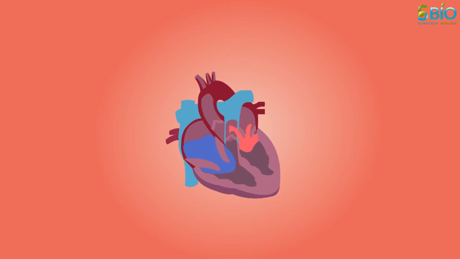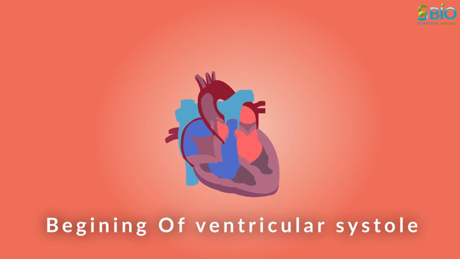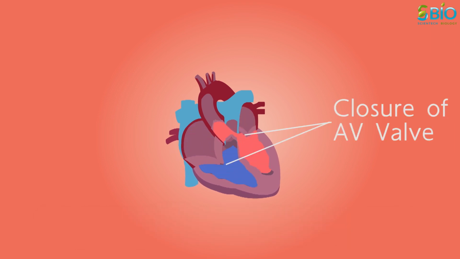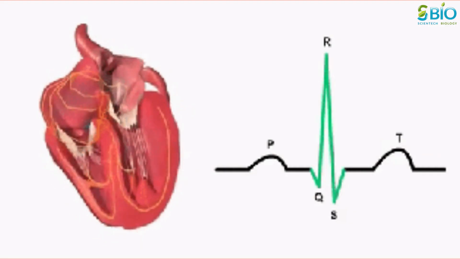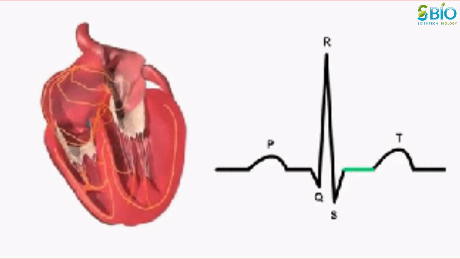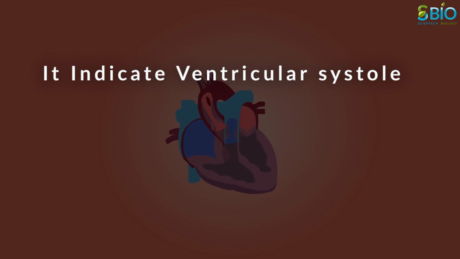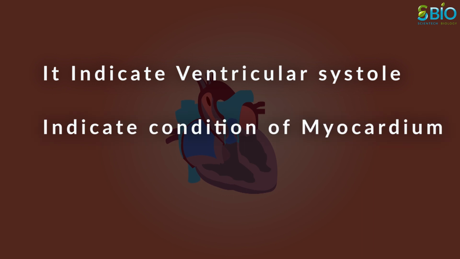Heart sounds can be described by their intensity, pitch, location, quality and timing in the cardiac cycle. The first heart sound is long, soft, low-pitched and often described as a lub. It occurs at the beginning of the ventricular systole. The first heart sound is generated due to closure of the atrioventricular valves. It coincides with the peak of the R wave of the ECG. The first heart sound indicates ventricular systole. It also indicates the condition of the heart muscle, called the myocardium.